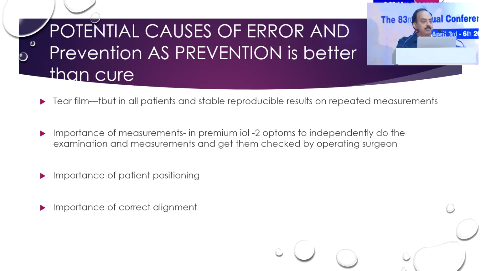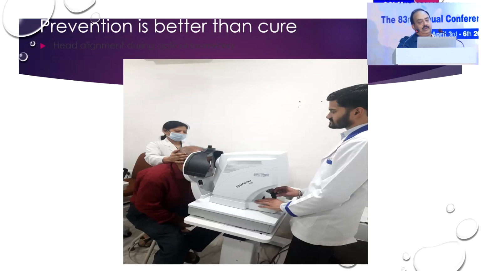And importance of patient positioning. This is very important. If the patient's head is tilted when the patient is on the IOL Master 700, you will get bad results. So, and correct alignment. We always have an assistant who holds the head of the patient in such a way that the head is vertical.